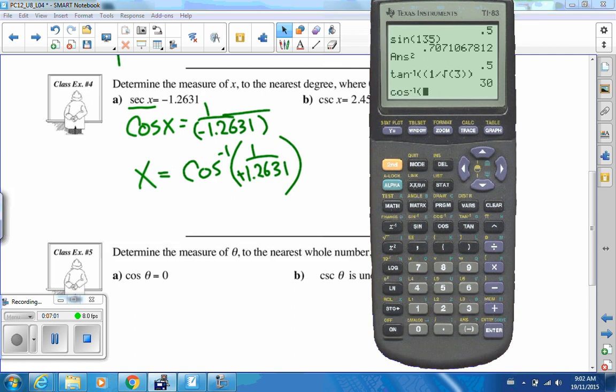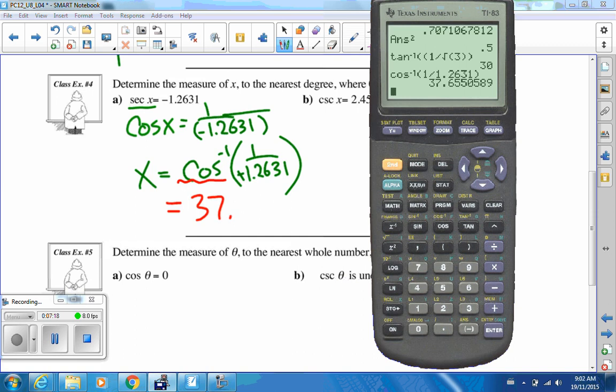So inverse cos 1 divided by 1.2631. You will sometimes also hear the phrase arc cos used for this. The arc cosine is another term for the inverse cos graph. Anyway, x is going to be 37.6 or 38 rounded. But again, that's only in one quadrant. I have to think about where is cos positive, and it's here, but it's also here.